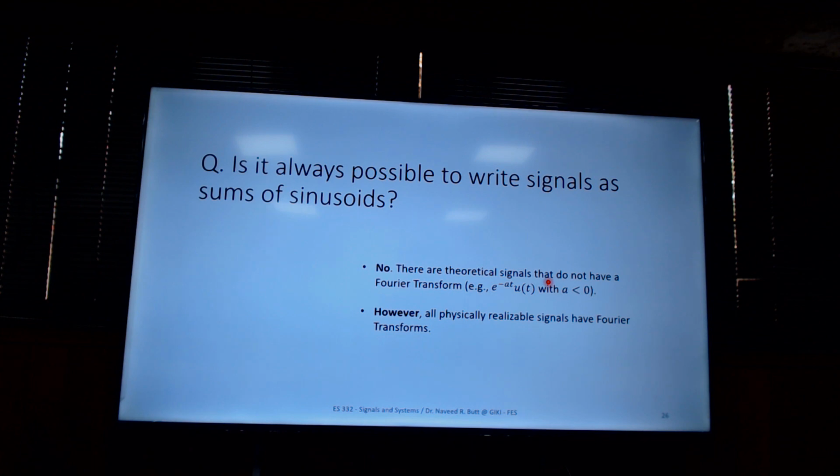अब अगला सवाल क्या होगा? क्यों करते हैं फिर भी हम ये सब, right? अगर है नहीं, yes, it still makes sense. Why? कोई पढ़ के जल्दी से बता सकते हैं? Why does it still make sense to work with Fourier transform? All physically realizable signals have Fourier transform.